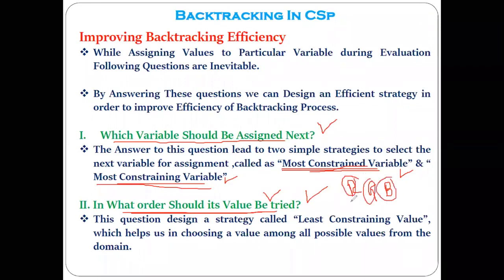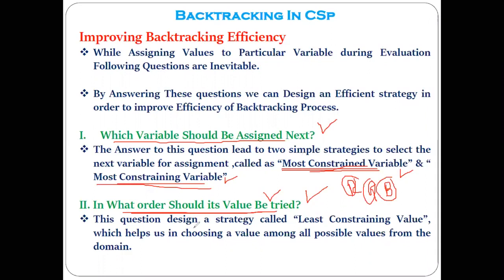Instead of randomly taking any color, what the question is saying is that you must think about which color must be chosen first, keeping in mind that the backtracking will be reduced. Got the point?